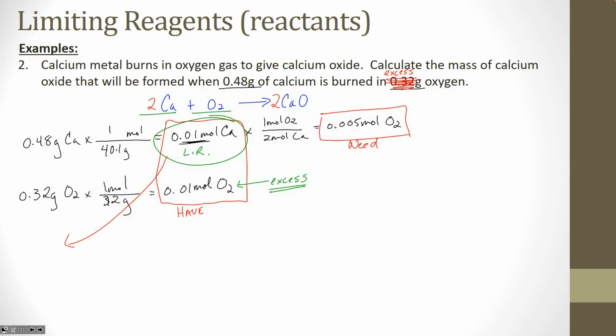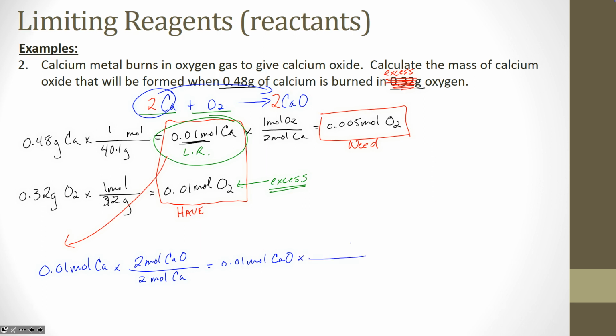So I take my 0.01 moles of calcium, and I'm going to go from calcium to calcium oxide. Nice, neat ratio, 2 moles of CaO for every 2 moles of Ca, so 0.01 moles of CaO. And then our next step is to change the moles to grams, so grams on top, moles on the bottom. It's 56.1 grams per 1 mole, and we get 0.561 grams of CaO. And there's your final answer.